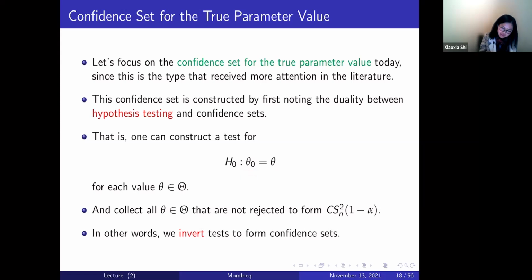And the test is going to depend on this hypothetical value, right? So at some hypothetical value, the null hypothesis would be rejected. At some other values, the null hypothesis is not rejected. So you collect the values that are not rejected, and that collection forms this confidence set. If the test you construct for this null hypothesis has uniform size, then the confidence set you construct this way also has uniform coverage probability. So that's constructing confidence sets via test inversion.